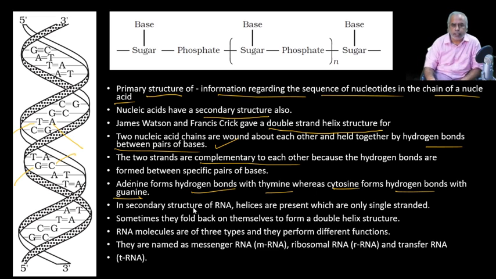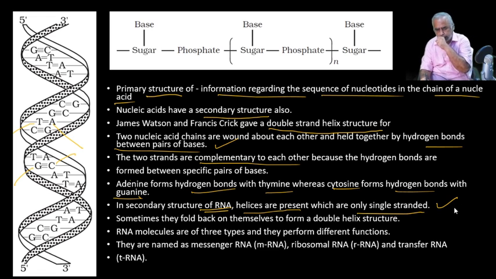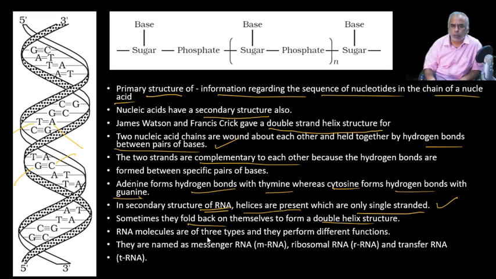Then the secondary structure of RNA. So we were discussing the DNA. Now RNA, there are also helices present. They are present, but only single stranded. Sometimes they fold back on themselves to form double helix also. So RNA molecules are of three types. They perform different functions. What are those? That is messenger RNA, ribosomal RNA, then transfer RNA. So these are the different types of RNA.